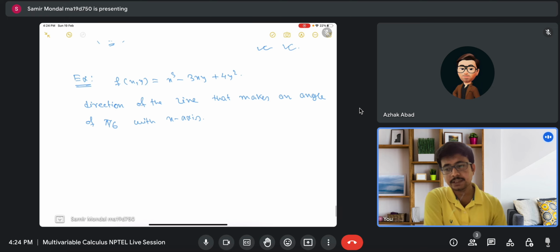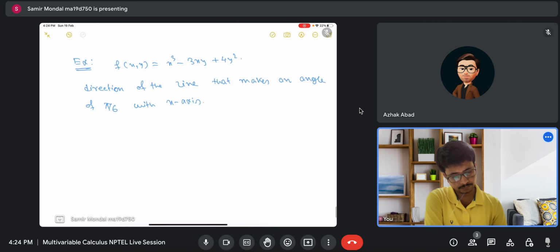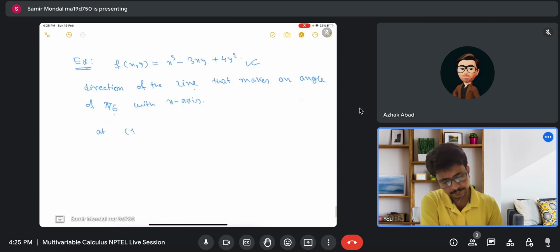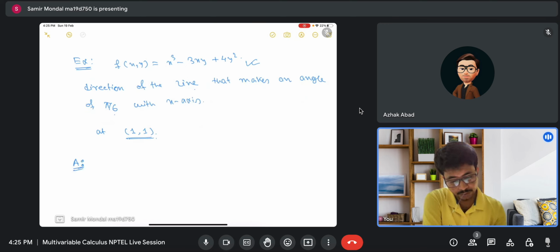So you have to find the directional derivative of this function in the direction of the line that makes an angle pi by 6 with the x-axis, and take an arbitrary point. At that point you have to find the directional derivative of the given function. At first you have to find the unit vector. This is your first step. The direction is the direction of the line that makes an angle pi by 6 with the x-axis.